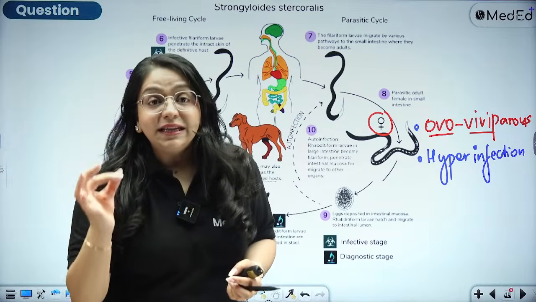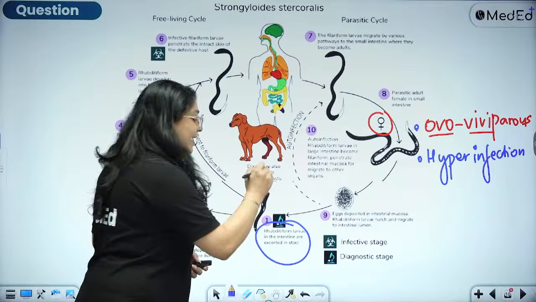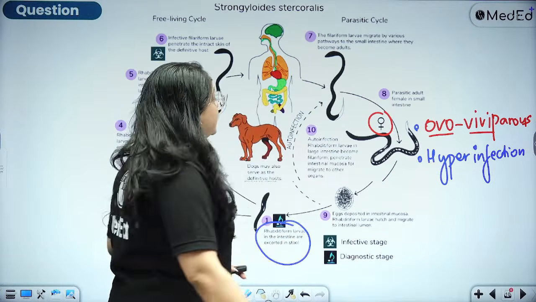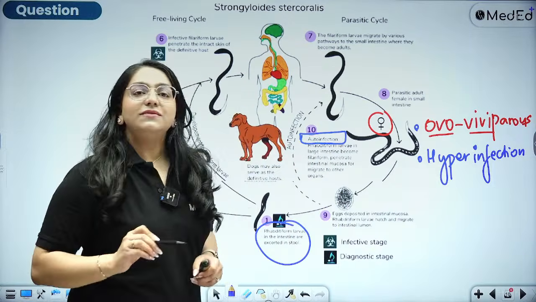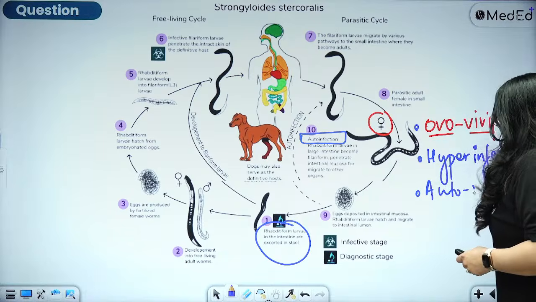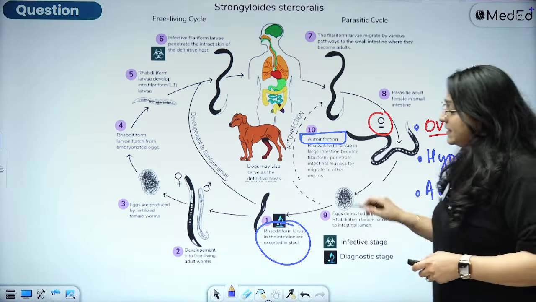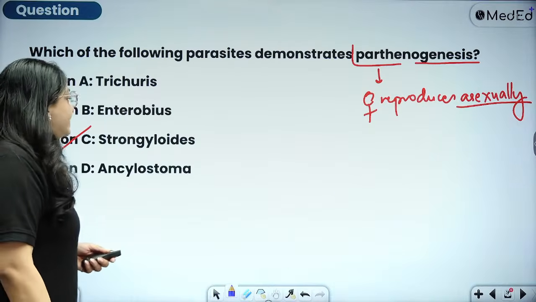The rhabditiform larva which has come out of the eggs decides to migrate and go to different organs. That is the reason that it also leads to autoinfection. Classically seen with strongyloides are autoinfection and hyperinfection, and ovoviviparous and parthenogenesis. These are all the important terms that you need to know about strongyloides, right?